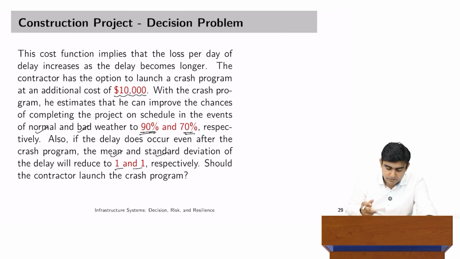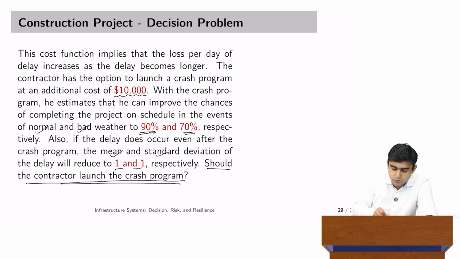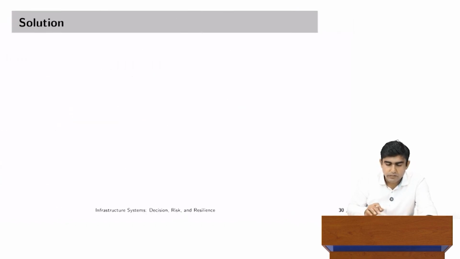Again, in the absence of any other information and with only mean and standard deviation given to us, we would start looking into the delay distribution as a normal distribution. We have already looked into that, and then try to find an answer for the contractor, that should the contractor be launching the crash program at an additional cost of $10,000 or not.